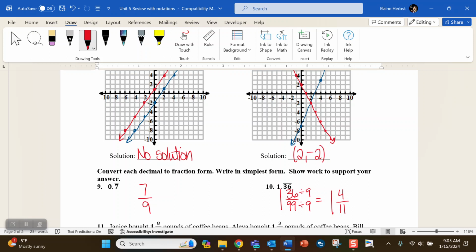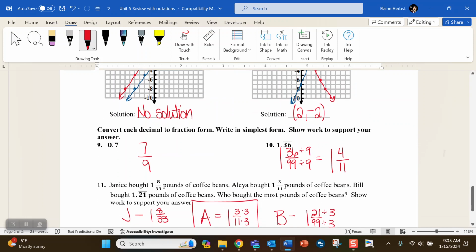Question 10, 1 and 36 hundredths with the 36 repeating. As we write 36 over 99, right? Two different digits repeating, so we're writing it over two 9s. Both 36 and 99 are divisible by 9, so the answer is 1 and 4/11ths.